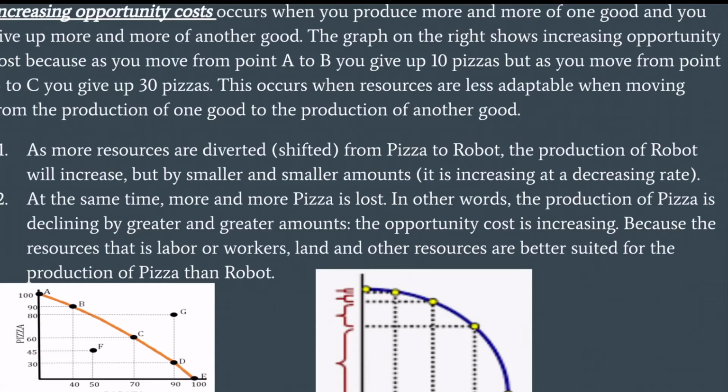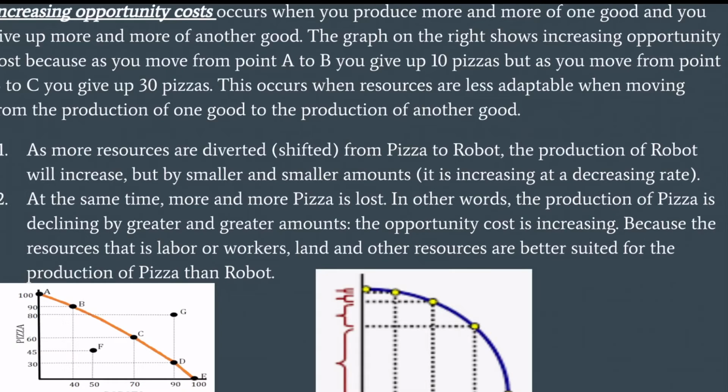As more resources are diverted or shifted from pizza to robot, the production of robot will increase, but by smaller and smaller amounts. That is, it is increasing at a decreasing rate. At the same time, more and more pizza is lost. In other words, the production of pizza is declining by greater and greater amounts.